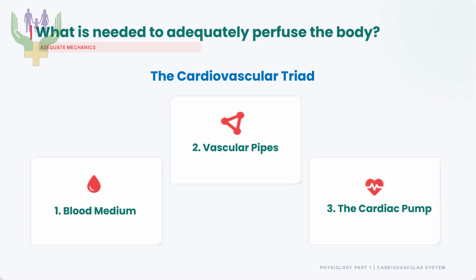The three components of perfusion, also called the cardiovascular triad, are: 1. The blood medium, which is a specialized biological transport fluid that carries dissolved gases, nutrients, and waste products throughout the network. 2. Vascular pipes that make up the complex network of expanding and constricting vessels that safely hold and distribute the circulating blood. And 3. The cardiac pump, a robust muscle structure working as a physical force generator to pump fluids around the expansive human body. Now let's look at each of these components.